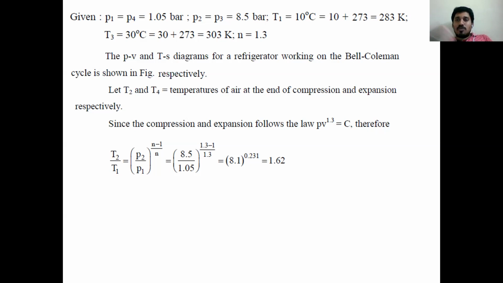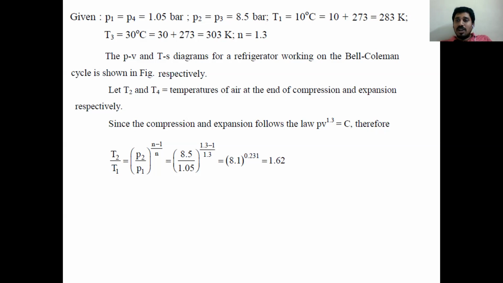We know that in thermodynamics we learned that for an adiabatic process, T2 by T1 is equal to P2 by P1 power gamma minus 1 by gamma. But here they mentioned polytropic, that's why we remove gamma and write N minus 1 by N. Now in that equation, except T2, the temperature after compression, we don't know that.